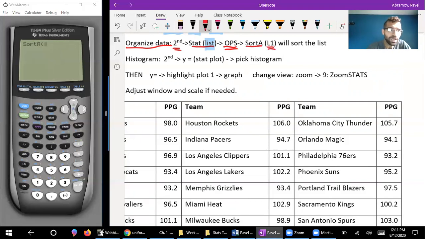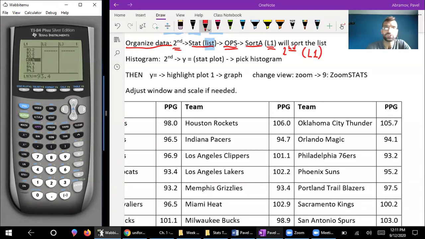Sort A, and then enter L1. To enter L1, you press second again, the blue button, and then press 1 on the calculator, which turns it into L1. Close the parenthesis and press enter. It just says done. Now, if you go back to your list, go to stat and edit, press enter, you will see that all of your data is in order now. So it's nicely ordered, and it could be helpful for us.